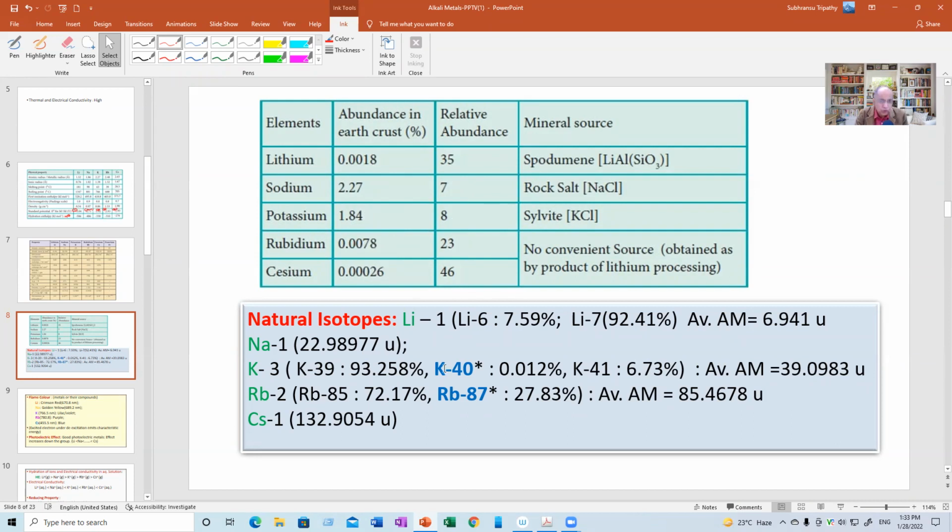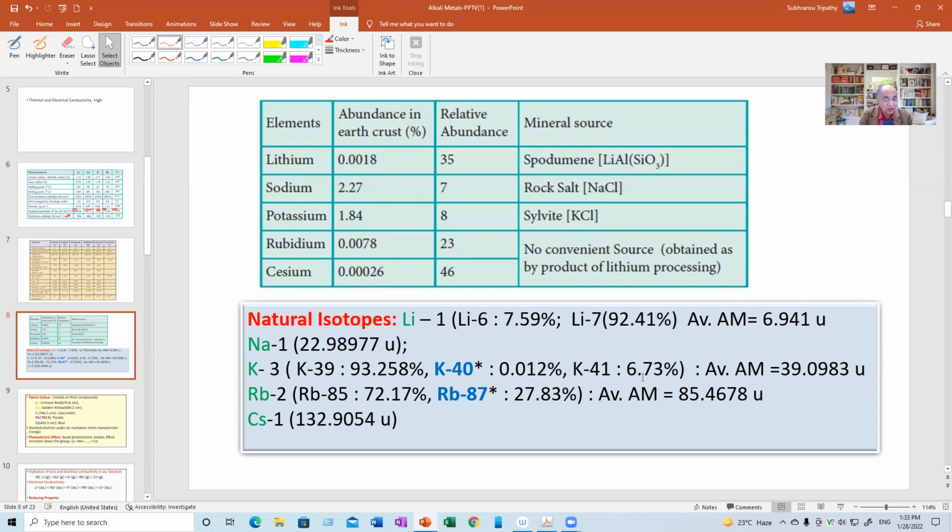Coming to their isotopes. Lithium has 2 natural isotopes, 6 and 7. 7 is more abundant, so the average is close to 7. For our calculation, we take 7 because it is close to 7. You know how to find out the average atomic mass. Sodium and cesium, they are monoisotopic. Their isotopic mass is the same as their atomic masses.